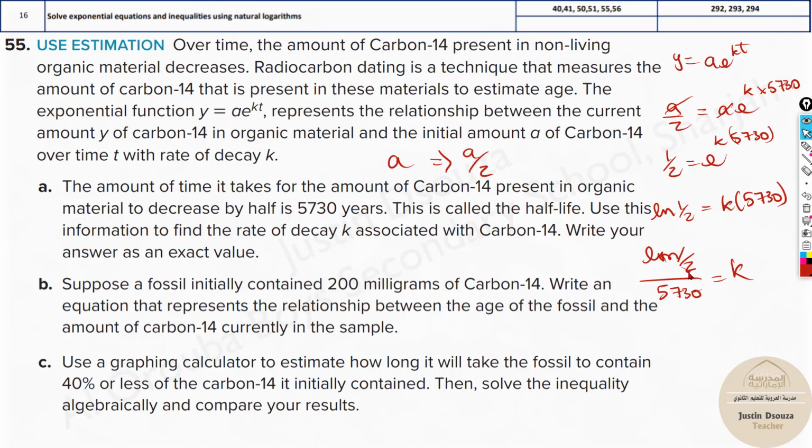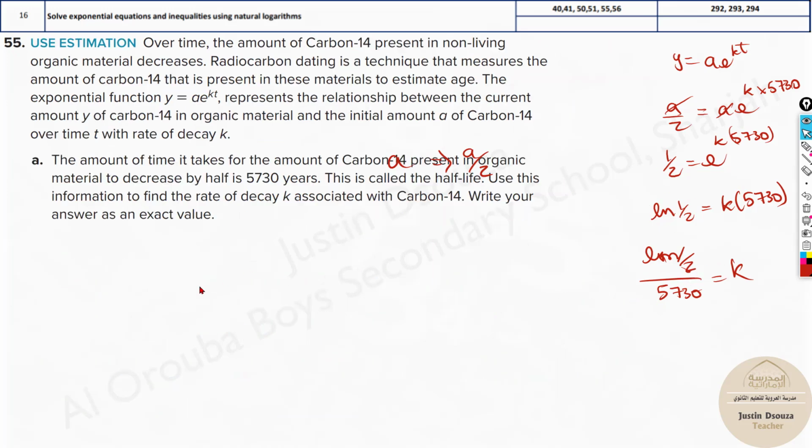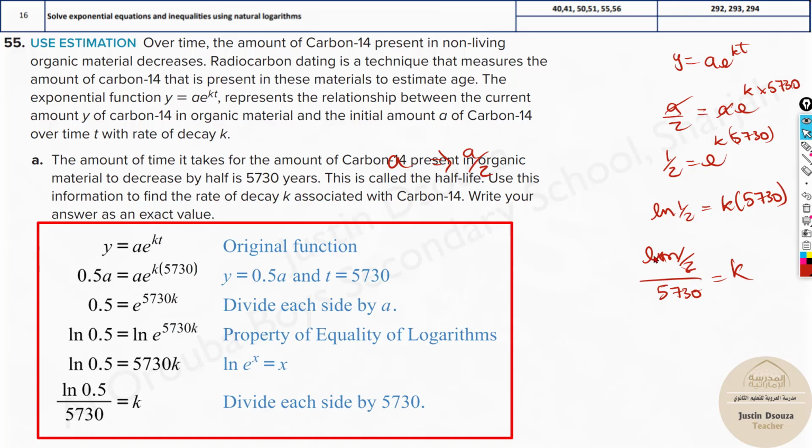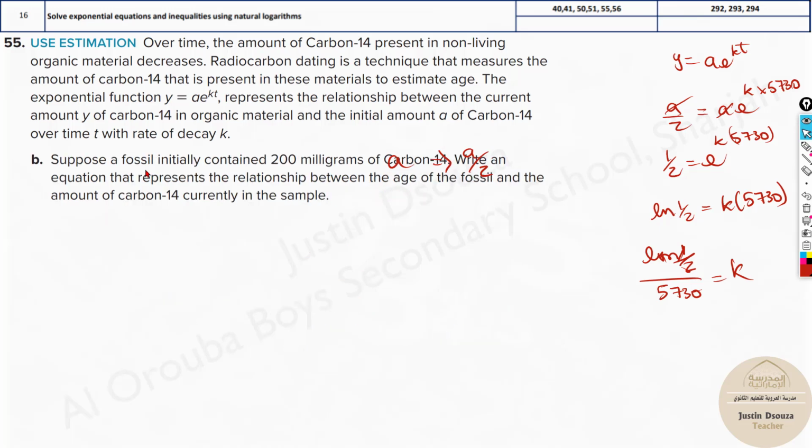I guess they want the exact value, so this is how we can write it. Yes, that is what they want. Now, just bear in mind that this is a half, which I've written very weirdly. This is 1 divided by 2, divided by 5730. That's how we do the first part. Let's see the second part.